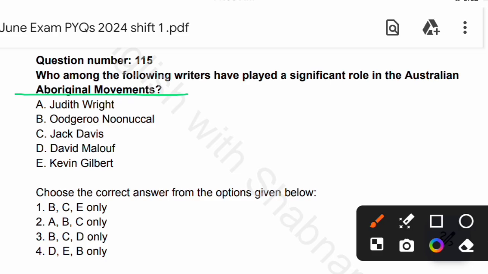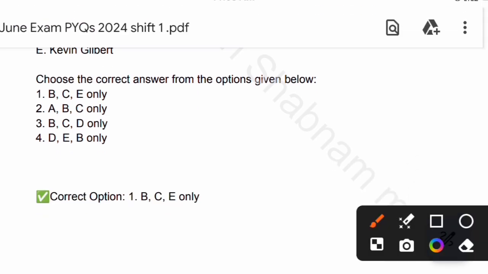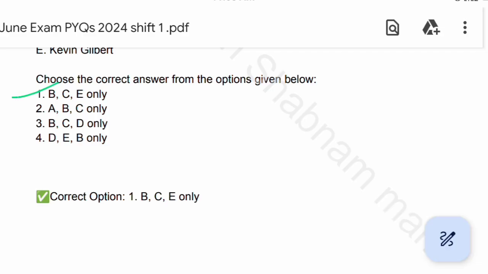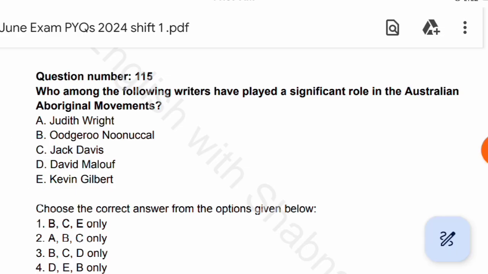You have to find who among the following writers have played a significant role in the Australian Aboriginal movements. See the options and find the correct answer. The correct answer of this question is going to be option 1, that is B, C, E. Option 1, B, C and E only. These are the writers who have played a significant role in the Australian Aboriginal movements. What is this movement?